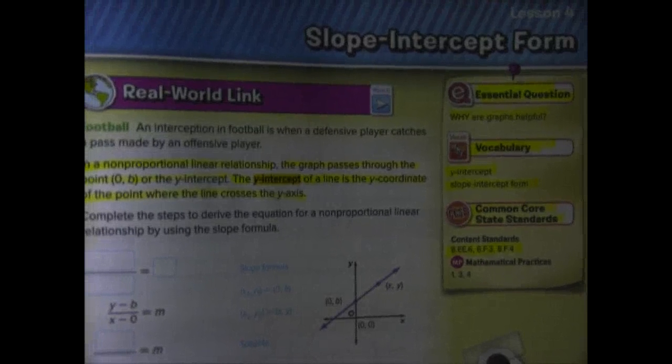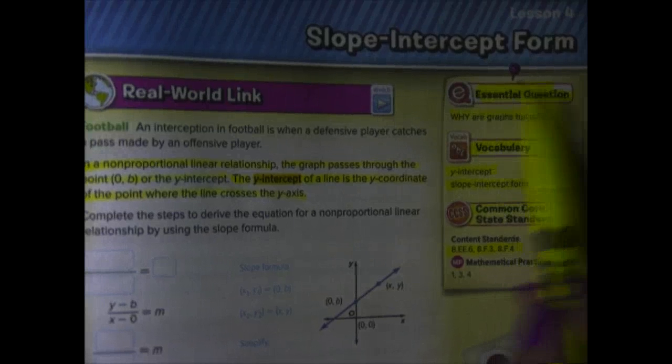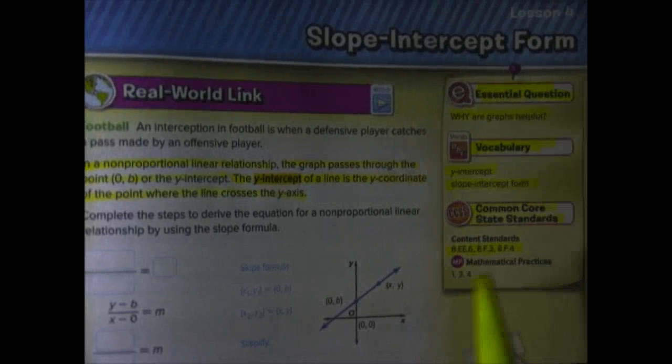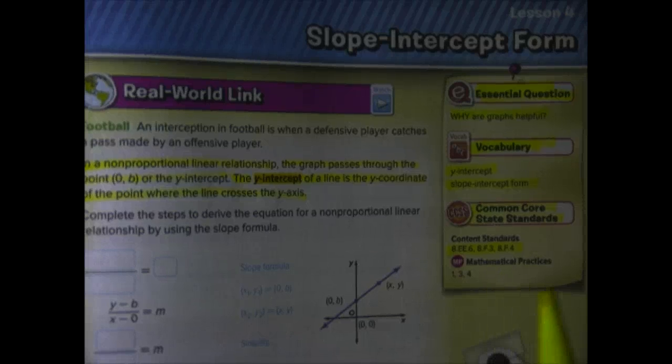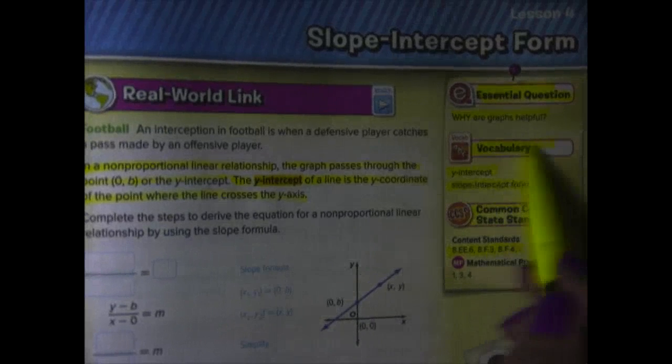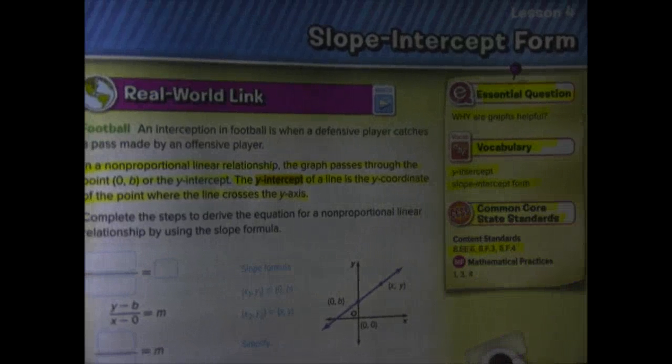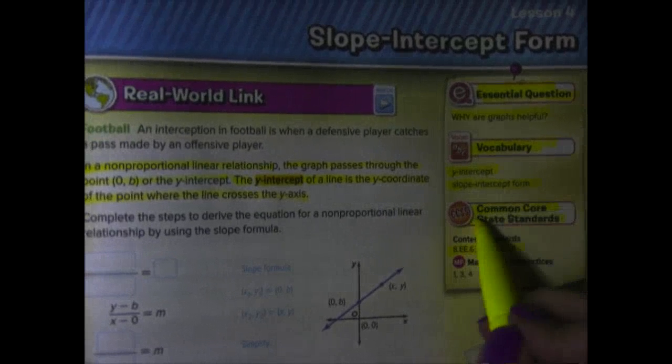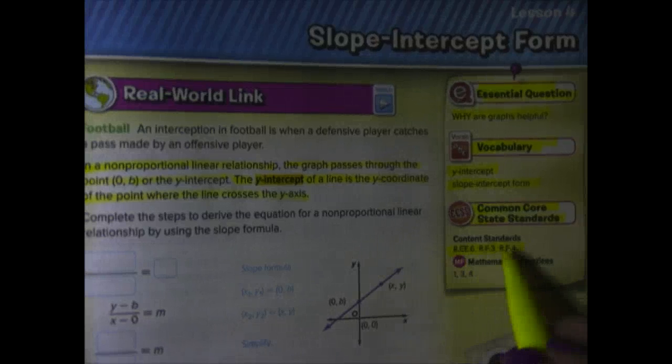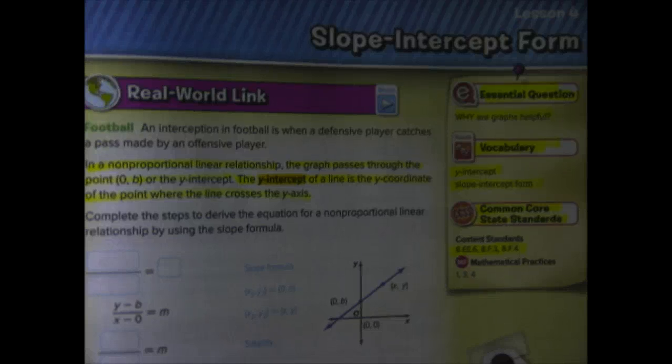Let's take a look at Lesson 4, Slope-Intercept Form. Remember, our essential question is why are graphs helpful? We're going to really start looking at that question in this section even more than we did in Lesson 3. Our vocabulary is y-intercept and slope-intercept form, and our Common Core state standards are 8.EE.6, 8.F.3, and 8.F.4.